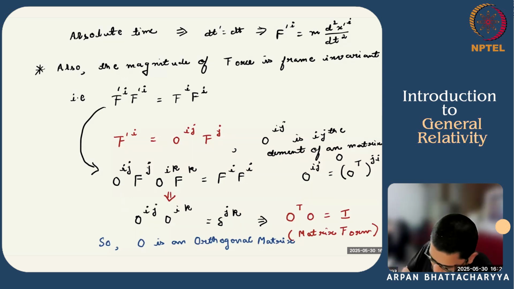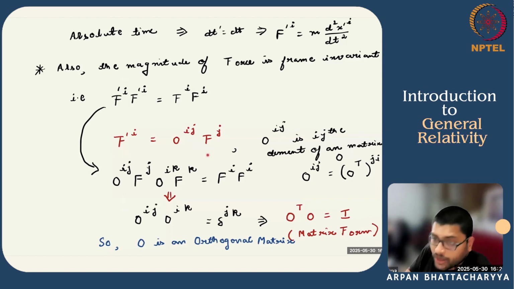And then we write that F prime i is some O_ij times F_j. What is this O_ij? O_ij is the ij-th element of a matrix O. Remember, this is like a vector quantity. You can represent it by a column. Then this is basically multiplying a matrix with a column vector.